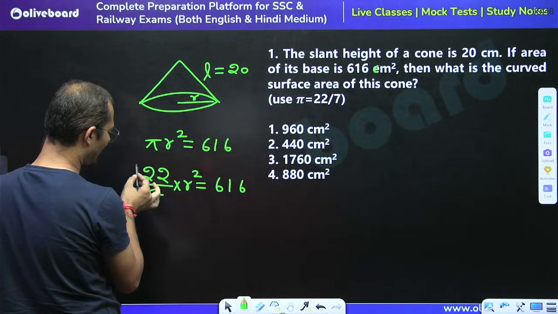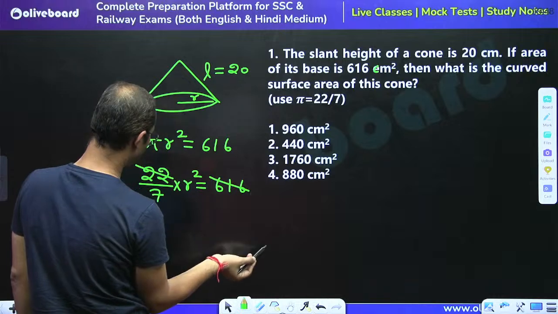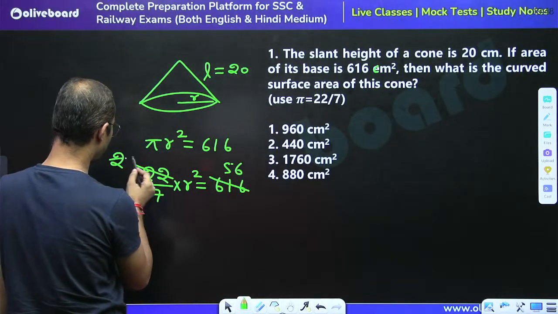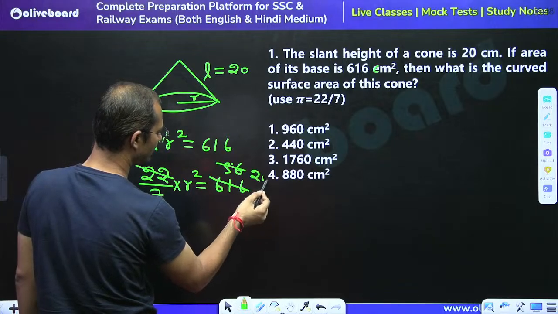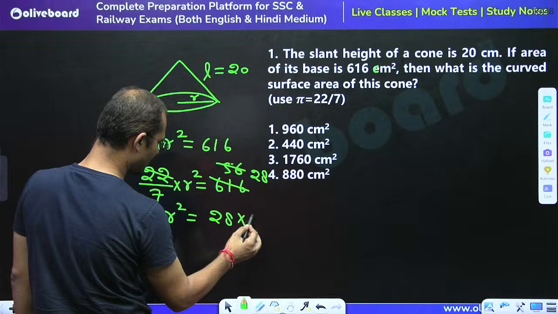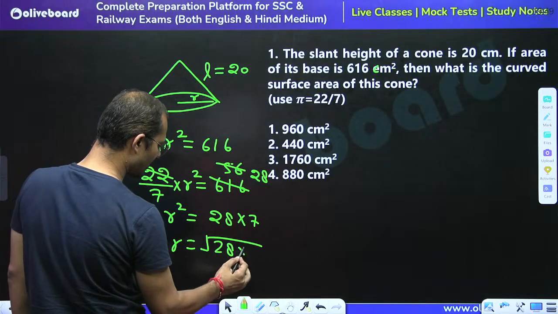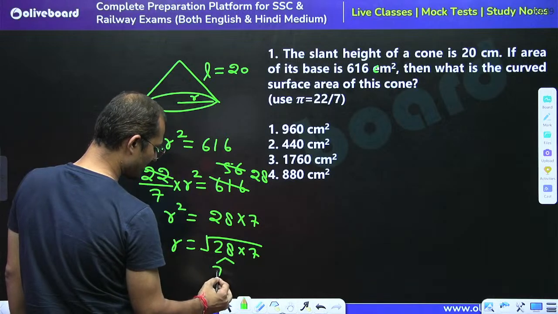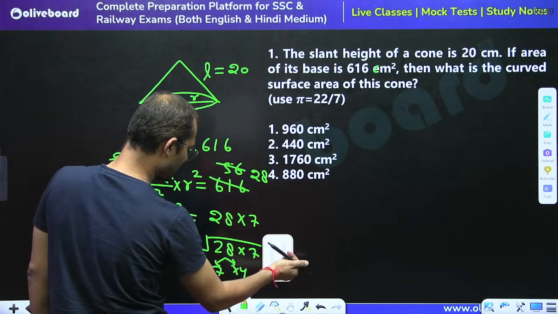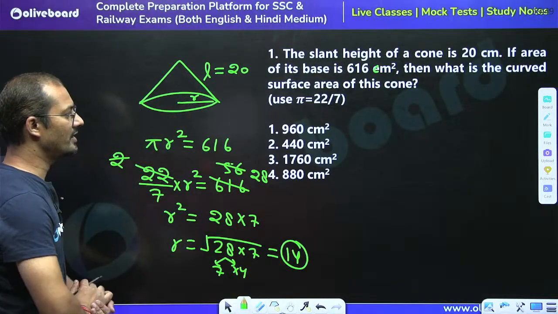So we can cancel out by 11. This would be cancelled 2 times, and 11 5s are 55 and 11 6s are 66, and by 2 this can be cancelled out, 28, right? So r square would be equal to 28 into 7. So r is equal to square root of 28 into 7. We can split it as 7 into 4, so 7 will come out and 2 will come out. So this will become 14. So the radius is 14.